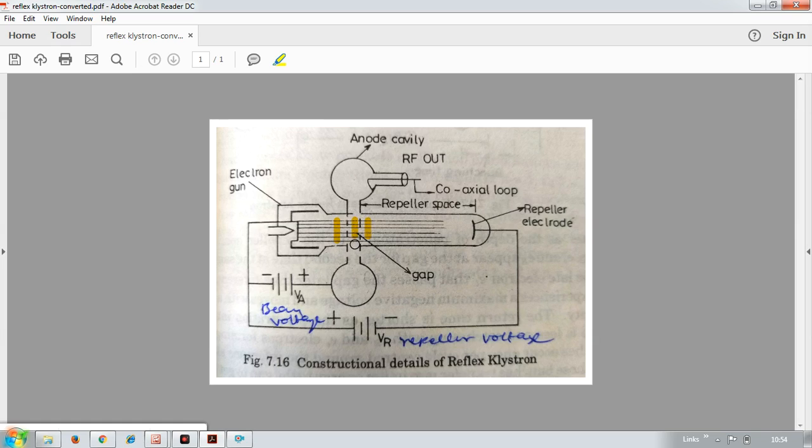These bunches will occur once per cycle centered around the reference electron, and these bunches transfer maximum energy to the gap to get the sustained oscillations.